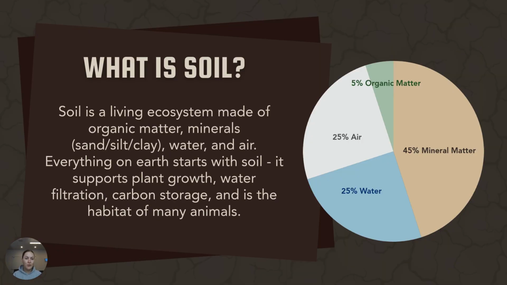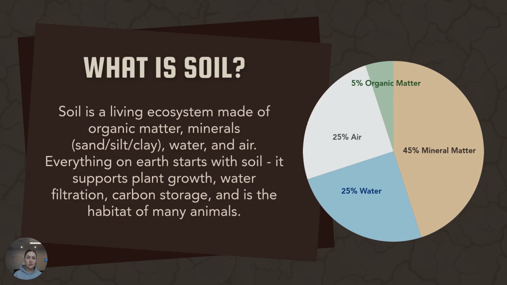Starting off hot with what is soil? It is made up of about 5% organic matter, 45% mineral matter, which is sand, silt, and clay, and 50% water and air. And these ratios do change. Some soils will have a little bit more organic matter. 5% is about the standard.